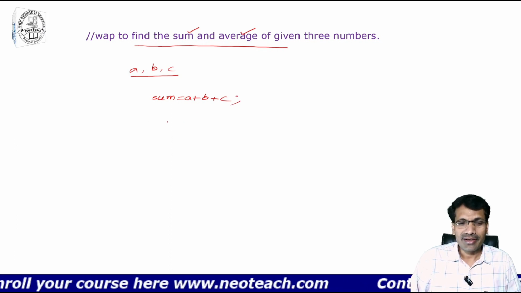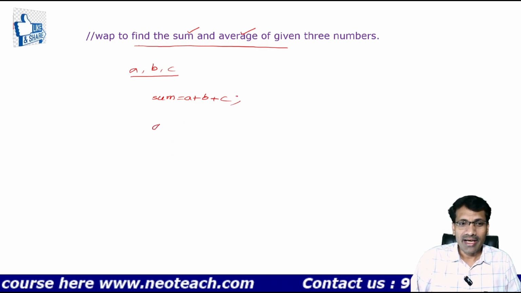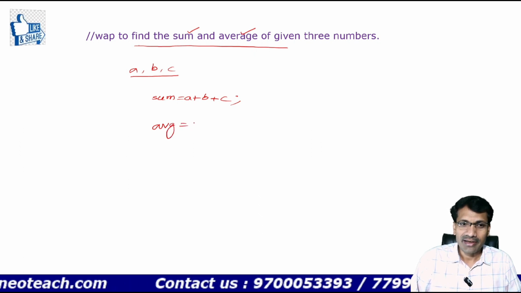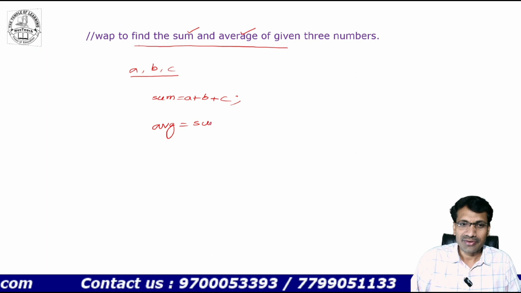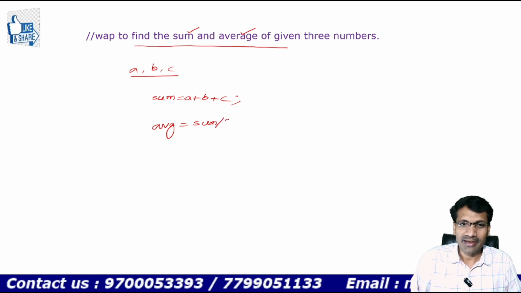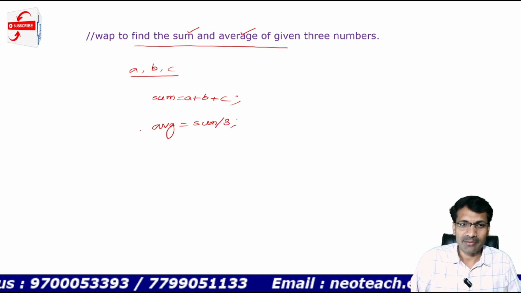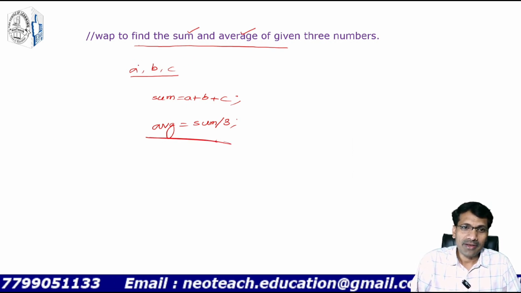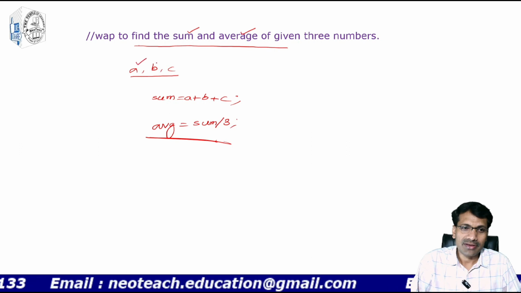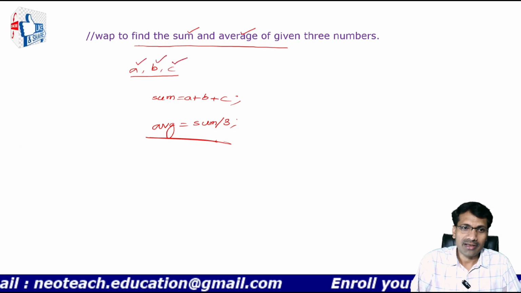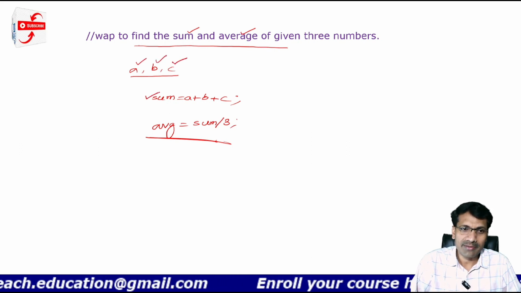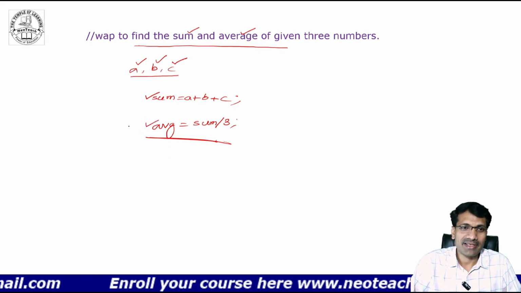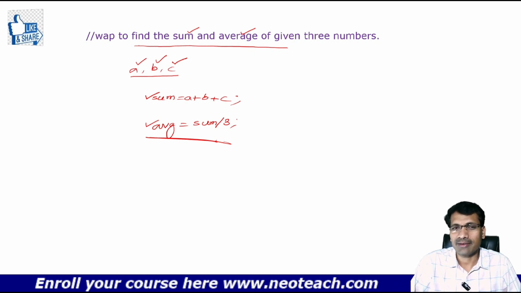Then after that we are going to find the average. So average is equals to, we already found that sum, so sum of quantities divided by number of quantities. This formula we are going to use. Now see how many variables are required. 3 integer type variables you can input, and one more summation variable we require, and a float type average we require. So totally 5 variables we require.